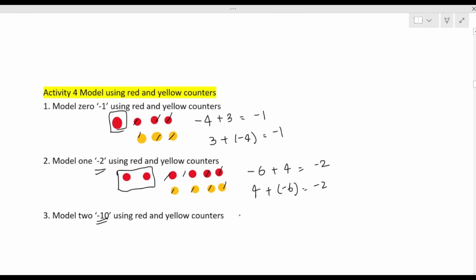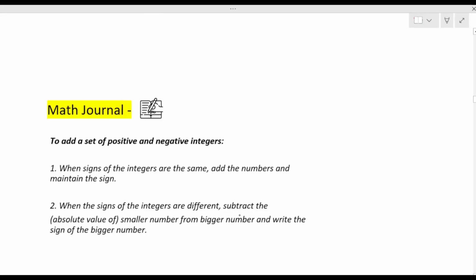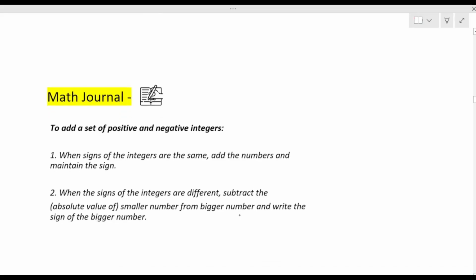Isn't it? So to summarize the addition of positive and negative integers, this is what we can write. And this is exactly what we did in the modeling. When the signs of the integers are the same, for example 6 plus 4, add the numbers and maintain the sign. For minus 6 and minus 4, both negative numbers, add the absolute values and put the sign of these numbers; because both are negative, you put negative. When the signs of the integers are different, subtract the smaller absolute value from the bigger, and write the sign of the bigger number.